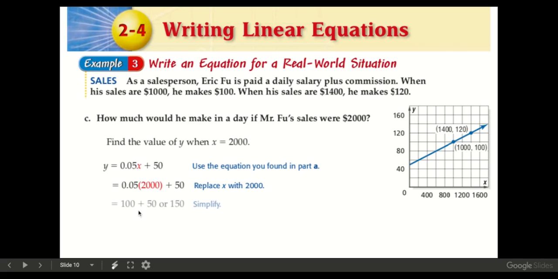0.05 times 2,000 gives us 100, and 100 plus 50 gives us 150. So therefore, Mr. Fu would make $150 if he sells $2,000 worth of stuff. So between his daily salary and his commission, he would make $150.